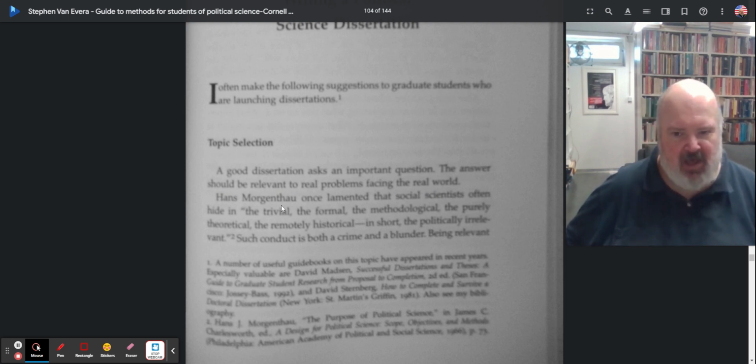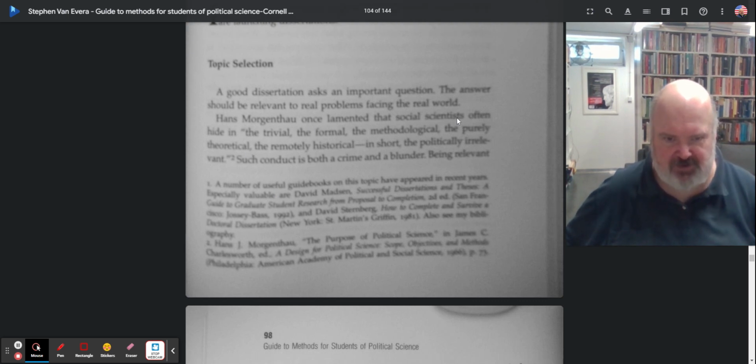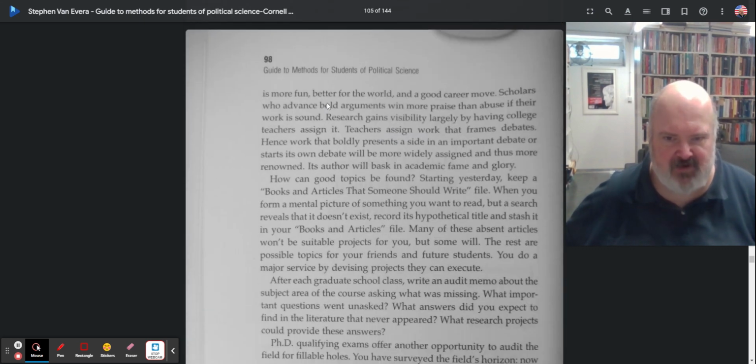Hans Morgenthau once lamented that social scientists often hide in the trivial, the formal, the methodological and purely theoretical, and the remotely historical. In short, the politically irrelevant. And this is from his piece, Purpose of Political Science. Such conduct is both a crime and a blunder. Being irrelevant is more fun, better for the world, and a good career move. Scholars who advance bold arguments win more praise than abuse if their work is sound.